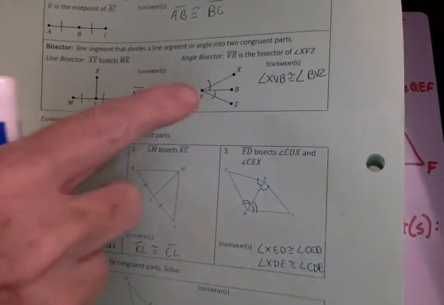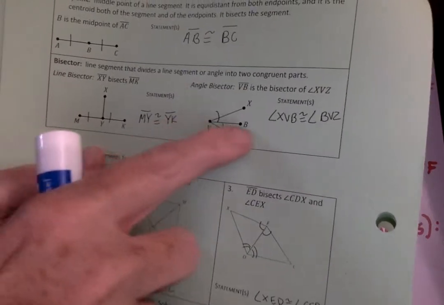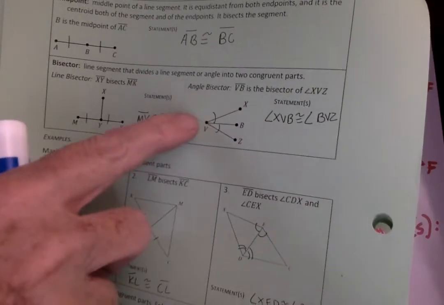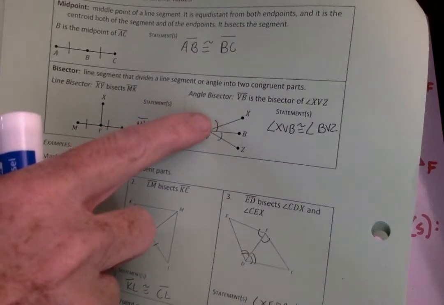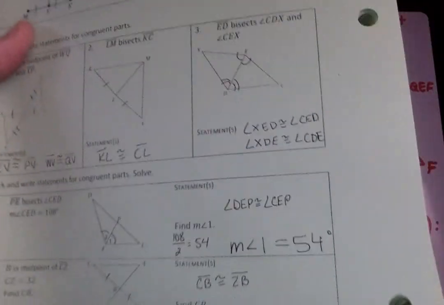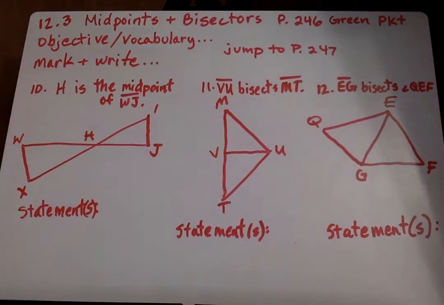Now, if something is the bisector of line segment MK, MY is congruent to YK. If it's an angle bisector, like BV here bisects XVZ, that means that this angle is congruent to that angle. And then they go through a bunch of different examples for you to go through.